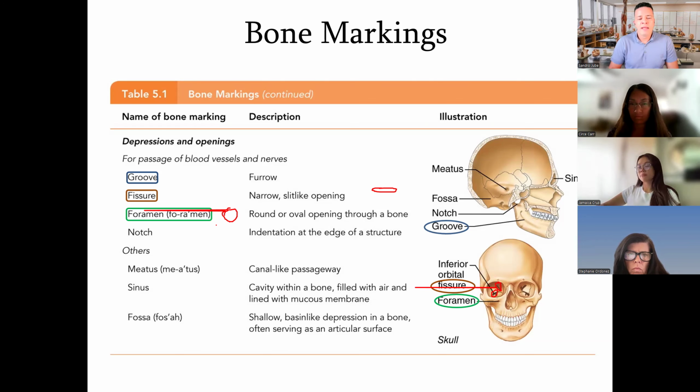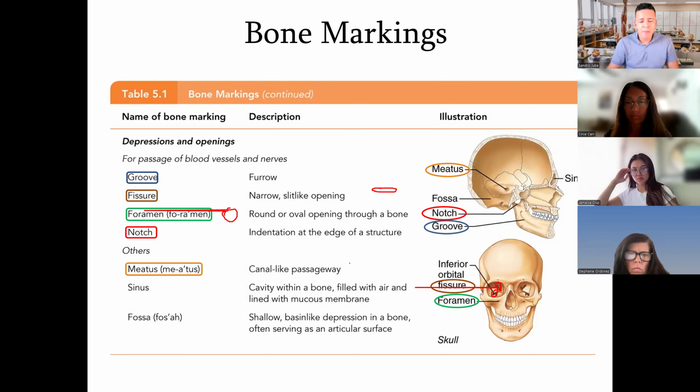Now, we're also going to find notches on bone, which are indentations at the edge of a bone that help with articulation with other bones. We have a meatus, which is a canal-like passageway. So different from a foramen. A foramen is just the surface hole, okay? If it is not a hole, but actually a channel through a bone like this, folks, we're going to call this a meatus. For example, we have the internal acoustic meatus, which is a channel that allows for our hearing nerves to pass right through it.